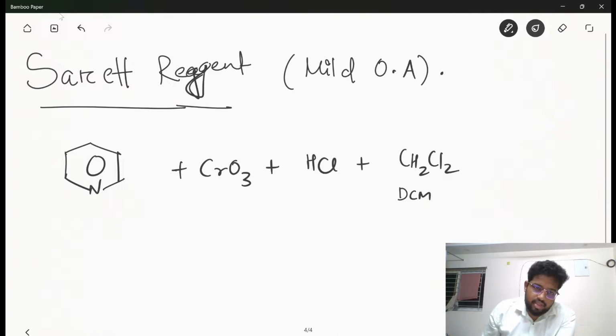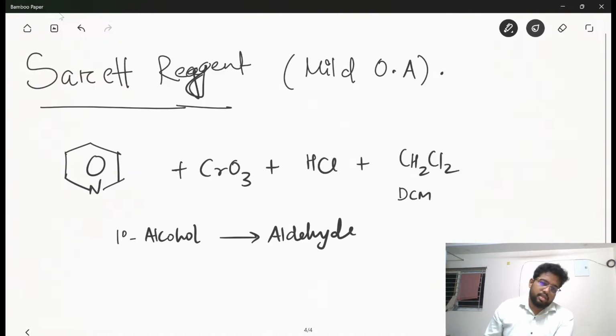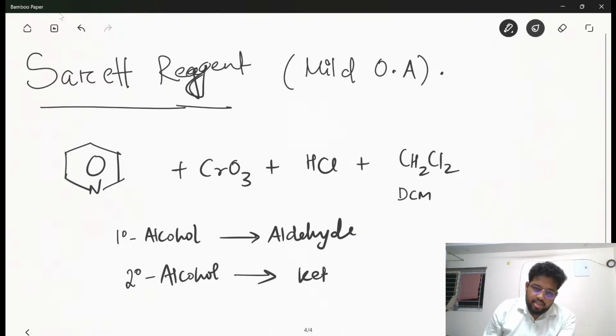Sir, how does it work? Now it converts 1 degree alcohol. Any mild oxidizing agent converts 1 degree alcohol to aldehyde and 2 degree alcohol to ketone. There won't be such change in the reaction if there is a 3 degree alcohol. So 1 degree alcohol is converted to aldehyde, whereas 2 degree alcohol is converted to ketone.